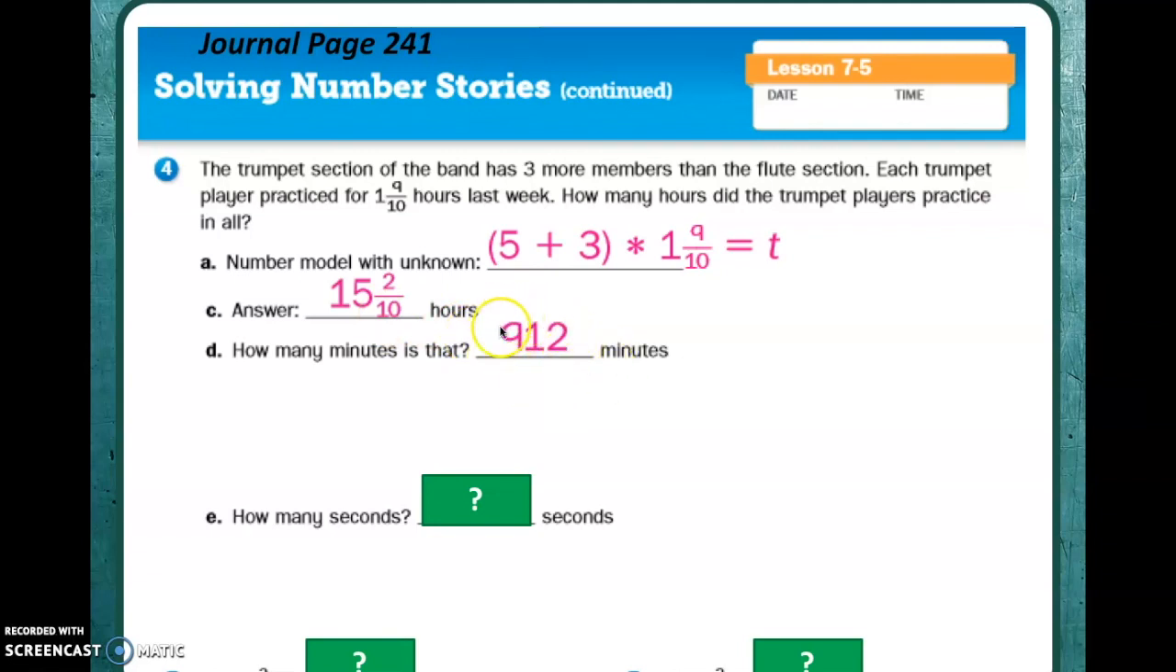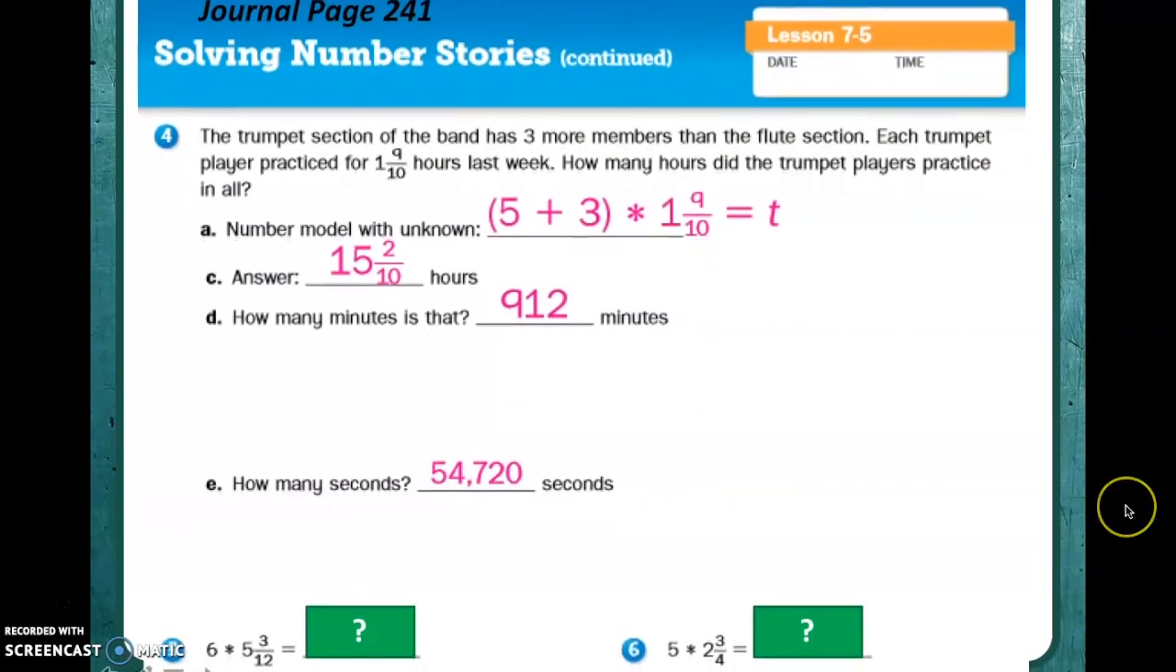That one was probably a lot more challenging because you needed to know how many minutes were in 2 tenths of an hour. How many seconds? Well, we're going to multiply that by 60 and we will get 54,720.